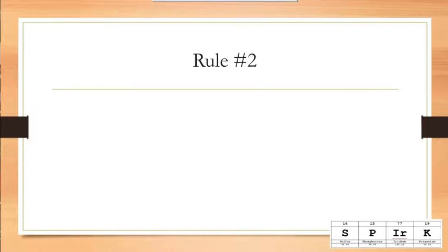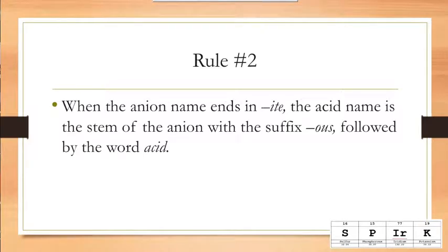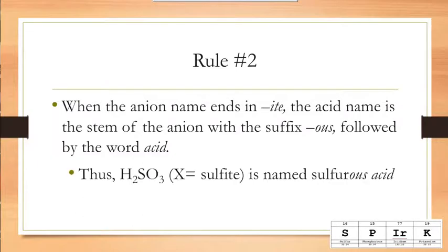Rule number 2: when the anion name ends in -ite, the acid name is the stem of the anion again, with the suffix -ous, followed by the word acid. So H2SO3, where our anion is the sulfite anion, SO3 2-, is named sulfurous acid. So -ites go to -ous.